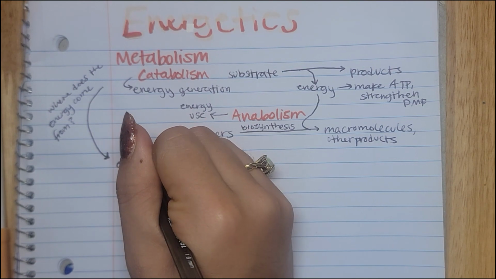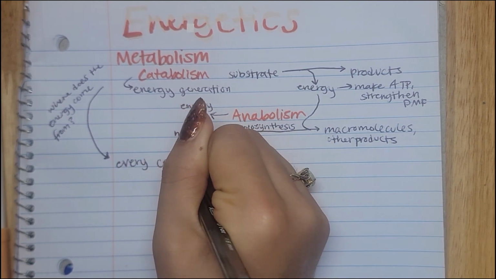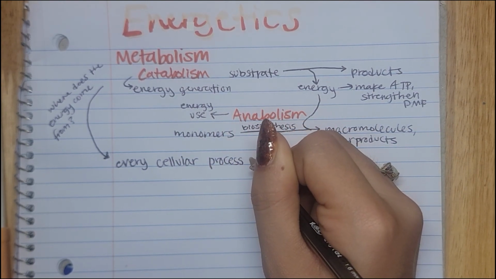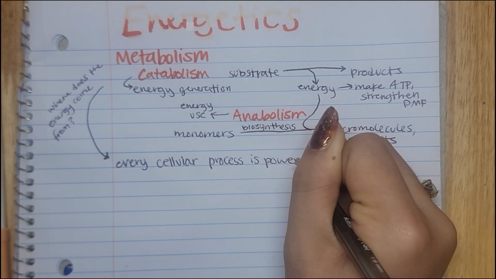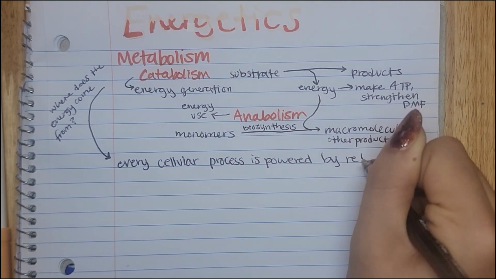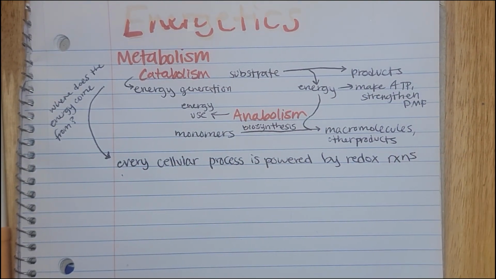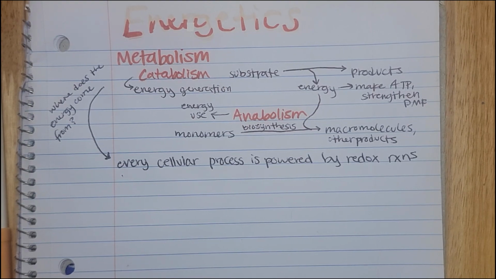Every single cellular process is powered by redox reactions. Redox meaning reduction oxidation, which you probably learned about in general chem. In general chemistry, we learned about different elements and compounds of those elements having different chemical properties. With redox reactions, it will be more favorable for certain compounds to lose electrons and for certain compounds to gain electrons. And so the transfer of those electrons can release energy.